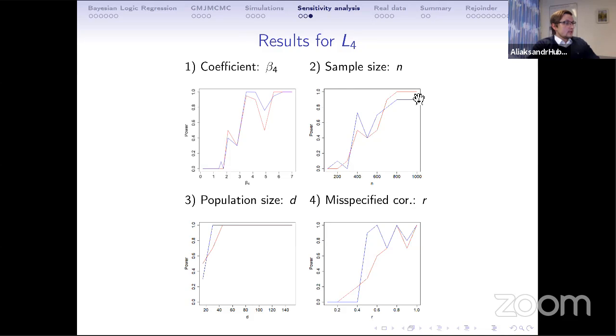We also see that we need at least, in this example, 30 to 40 members of the population in order to get perfect power of detecting this tree. And also we need at least a correlation of 0.6 in order to be able to recover the tree having one of the leaves misspecified.